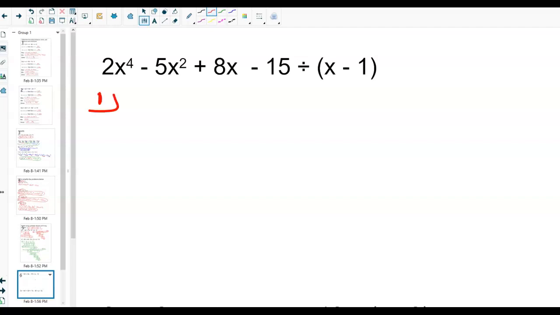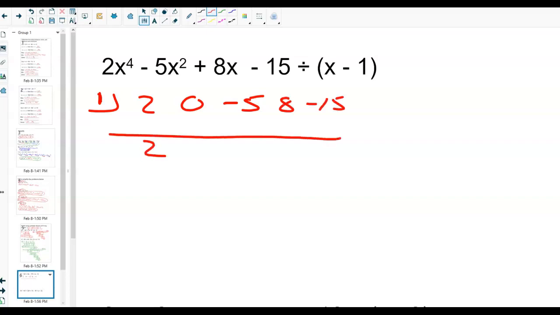Put the 1 in the box. 2, 0, negative 5, 8, negative 15. So we drop the 2. 1 times 2 is 2. 0 and 2 is 2. 2 times 1 is 2. Negative 5 and 2 is negative 3. Negative 3 times 1 is negative 3. 5 times 1 is 5, and we end up with negative 10.